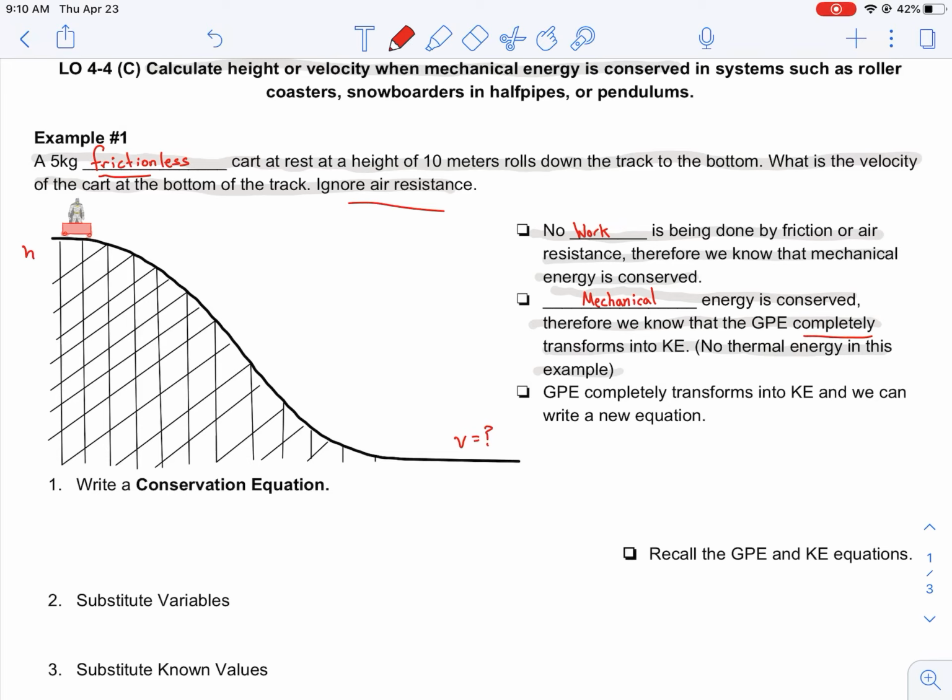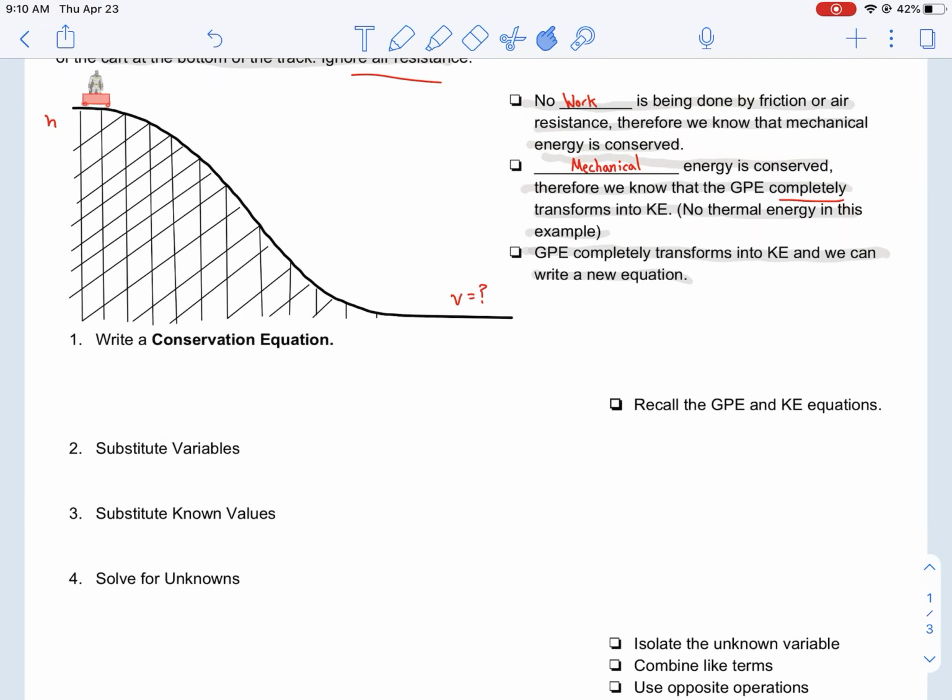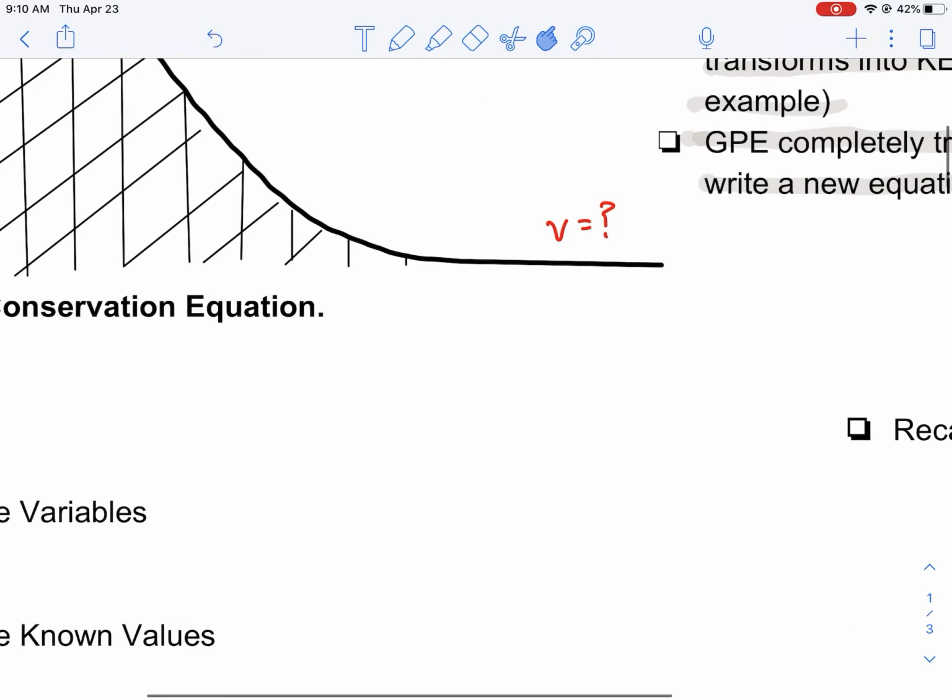So this "completely" is important. There's no leftover GPE at the end because he's at no height right there. So we're going to start with GPE and we're going to end with kinetic. GPE completely transforms into kinetic energy, and we could write a new equation. So what is that new equation?